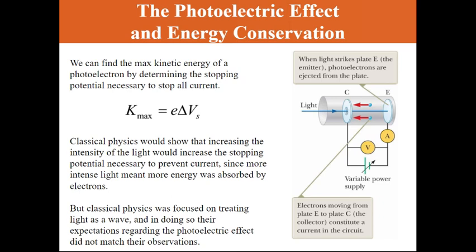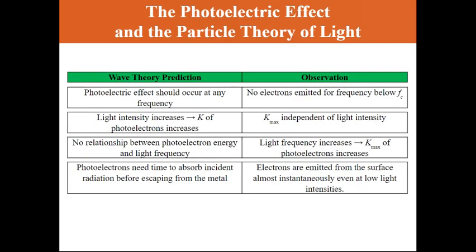Intensity did not factor into the energy of the ejected electrons. Focusing on the idea of light being similar to a mechanical wave, whatever expectations physicists had about this photoelectric experiment did not meet what they observed. So they couldn't explain what they saw with classical physics. Let's look at what they saw versus what they predicted.